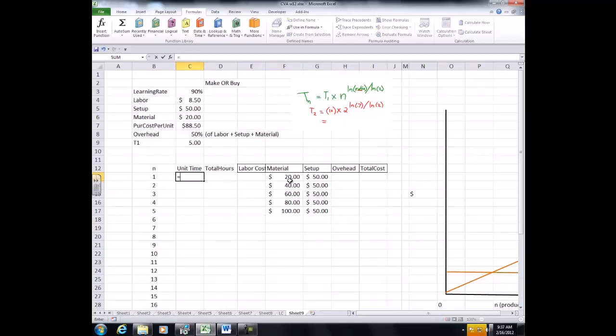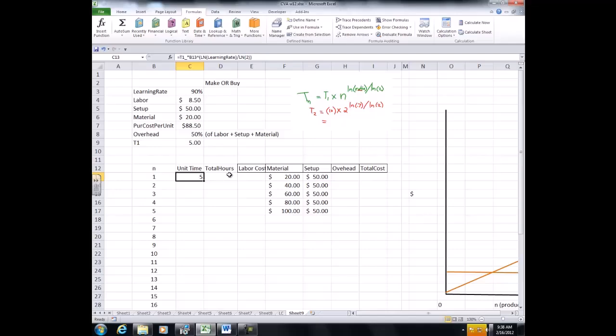The unit time is equal to T1 times n, raised to the power ln ratio, divided by ln 2, close parenthesis. There you go. So the first unit takes 5 units, 5 hours to complete. I should expect 5 there.